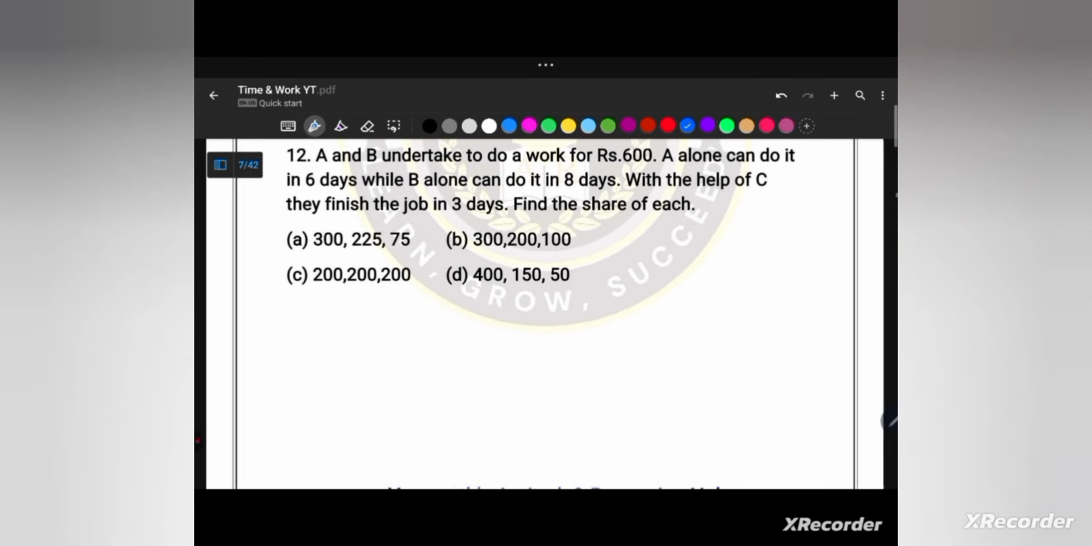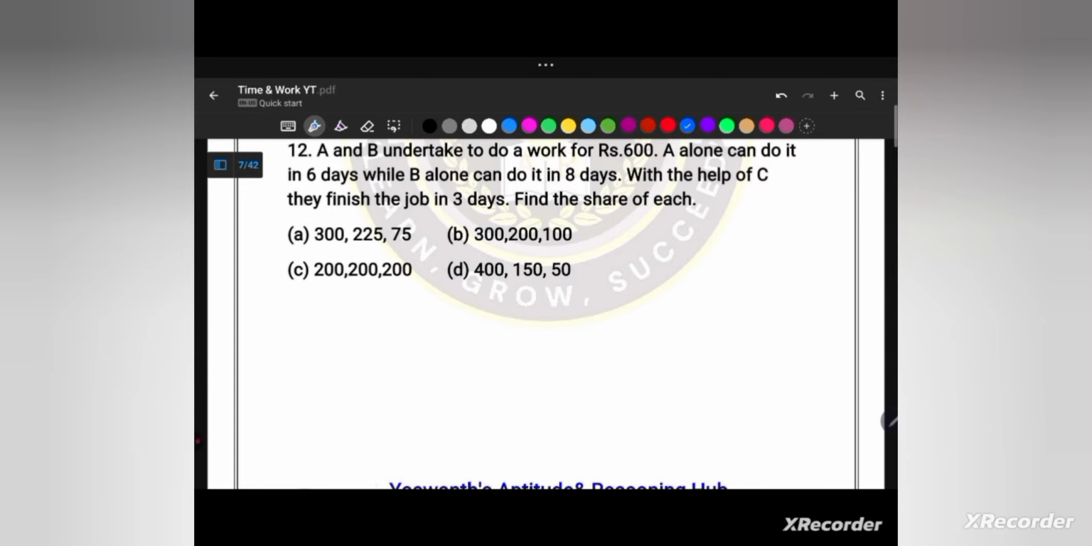Next question. It is a similar question, but in the previous question only the share of C was asked, whereas in this question the entire share is asked. So similarly, we need to find the efficiency of A, B and C.